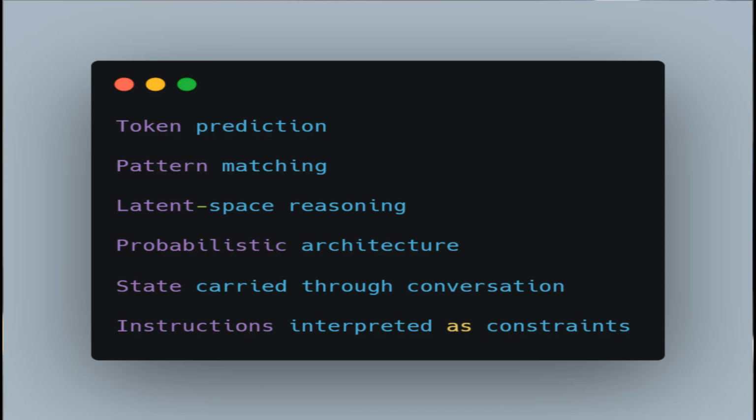I could say the core model: how LLMs think. They don't understand, they predict. They use token prediction, pattern matching, latent space reasoning, probabilistic architecture, state carried through conversation, and instruction interpreted as constraint. So why does it matter? If you don't understand how the model reasons, we cannot control it. So I'm going to give you the 7 golden principles of prompt engineering.